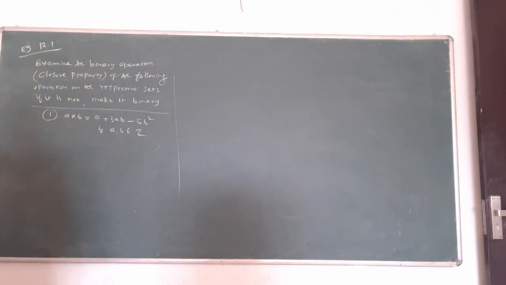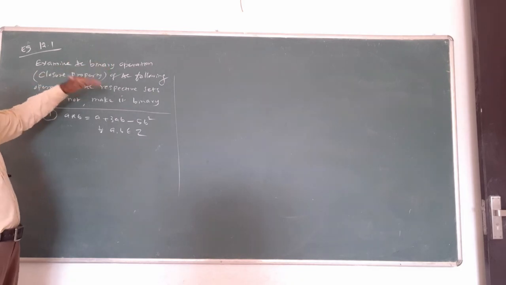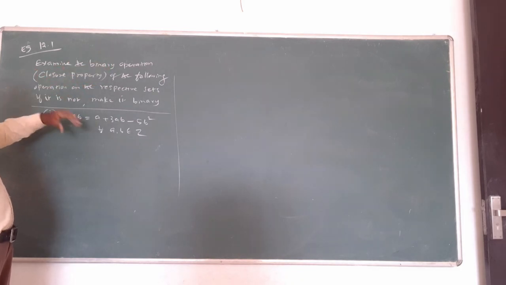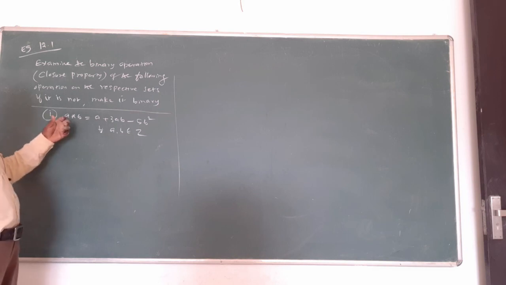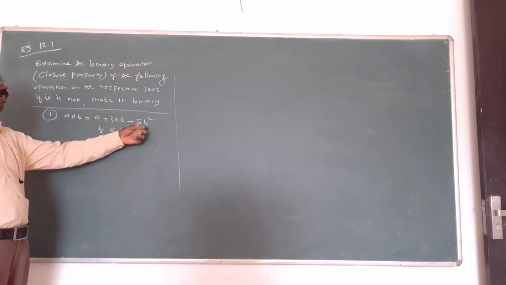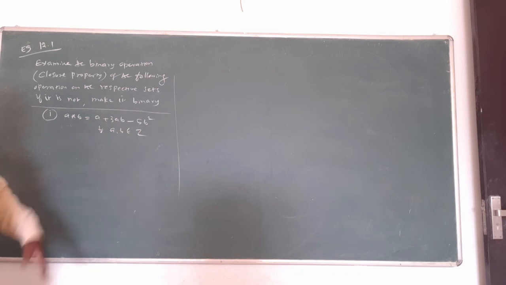Listen here. 12.1. Examine whether the following binary operations satisfy the closure property or not. If it is not, make it binary. Am I correct? In the first one, A star B equals A plus 3AB minus 5B squared, for all A, B belonging to Z.